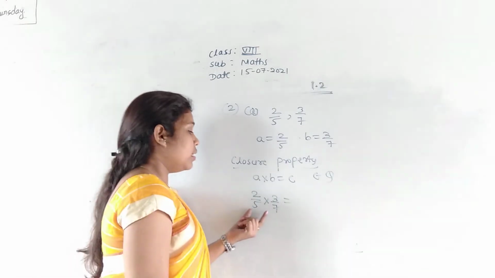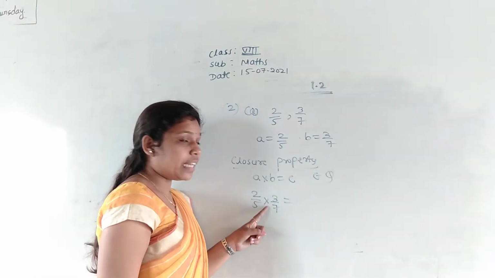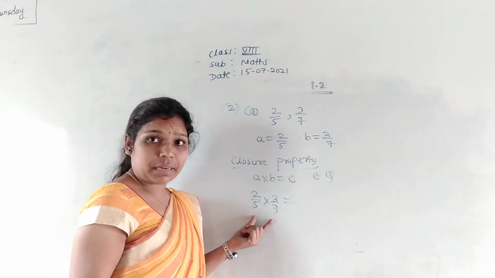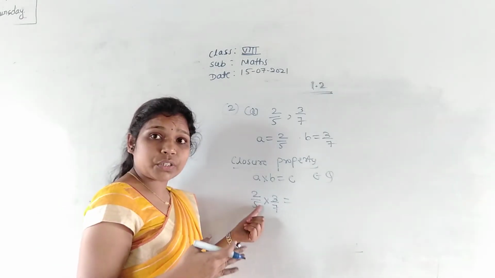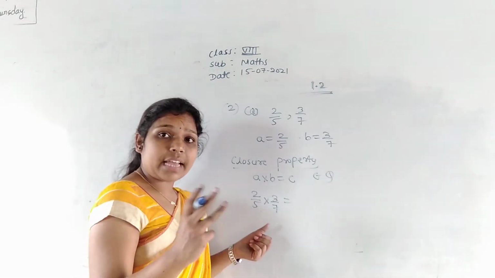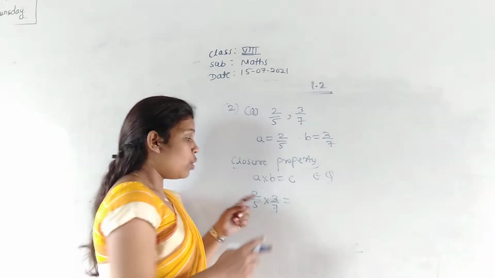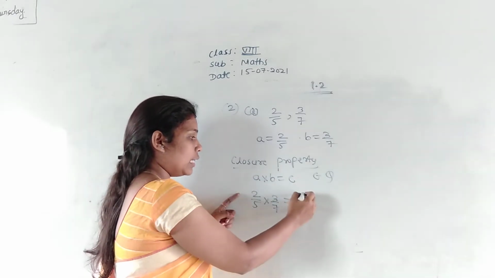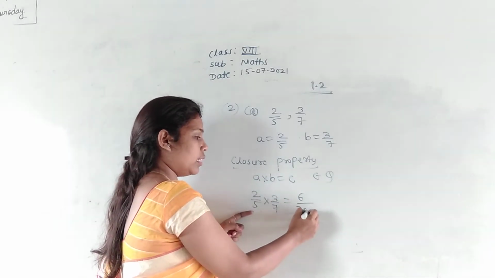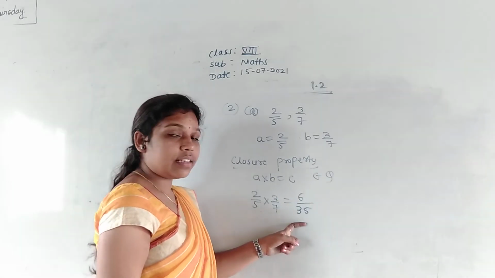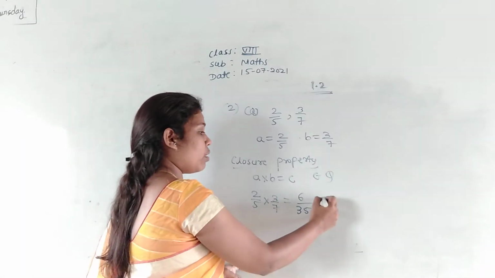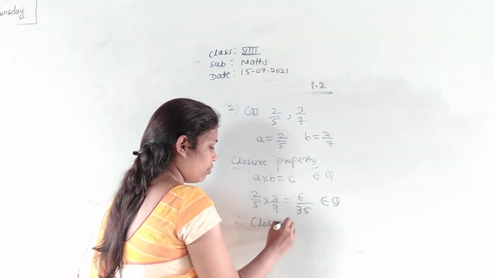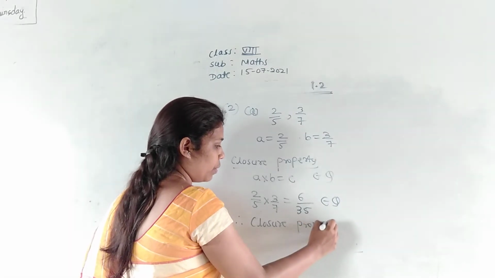Now multiply here. No need to take the LCM because here there is multiplication. If there is an addition, then we have to take the LCM and after that simplify. But if they give a multiplication, then just directly multiply the numerators as well as the denominators. So the numerators multiply and the denominators multiply. 2 threes are 6, and 7 fives are 35. So 6 by 35 is also a rational number. Yes, it belongs to the rational numbers. Therefore, closure property satisfied.